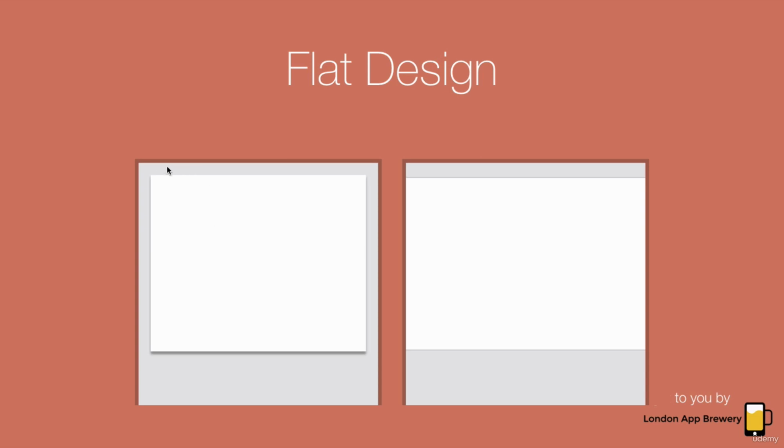So, for example, if we look at something that looks a bit like the Instagram screen, where you display your images, on iOS it's as if you're looking at a piece of glass. On Android, however, it's more like you've got a piece of paper that's lying on a piece of card.